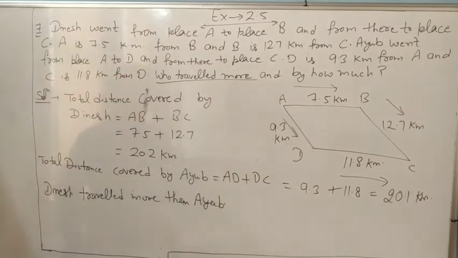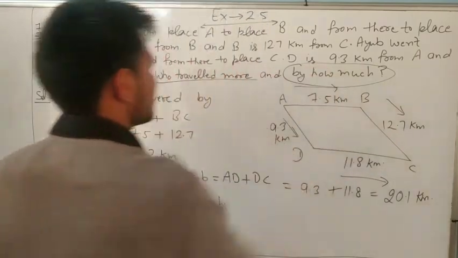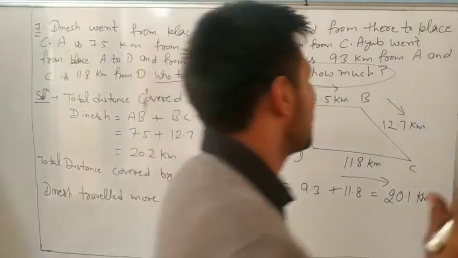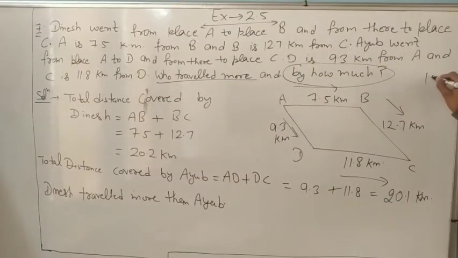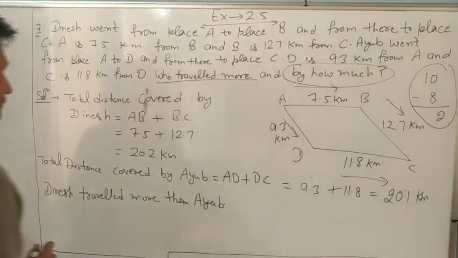But in the question we have to find how much. How will you find? Suppose I have 10 rupees, you have 8 rupees. So I have more rupees than you, and how much? So we will subtract 10 minus 8. So 2 rupees is more. So how will we write?